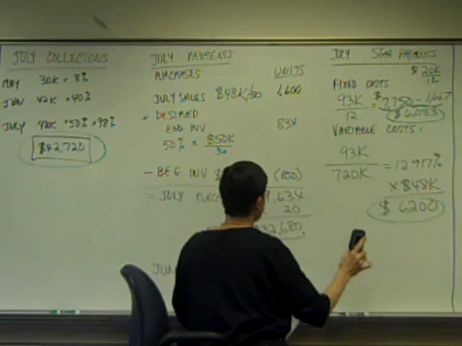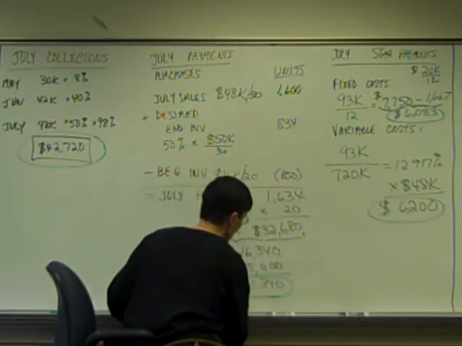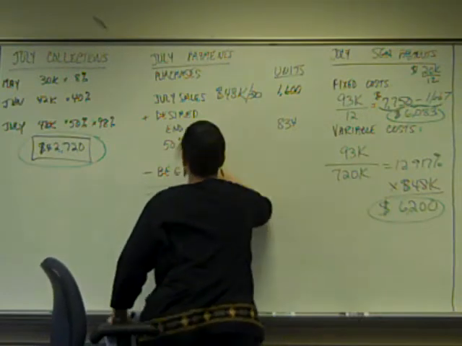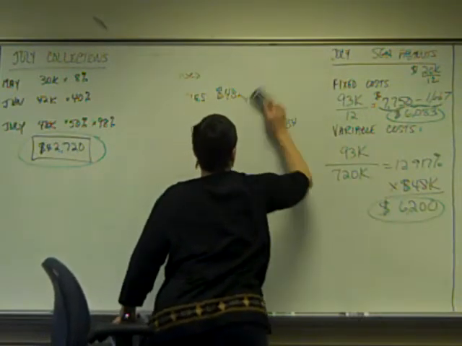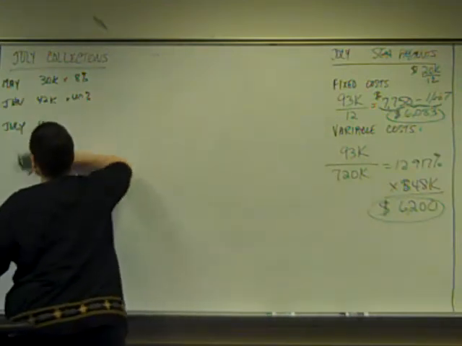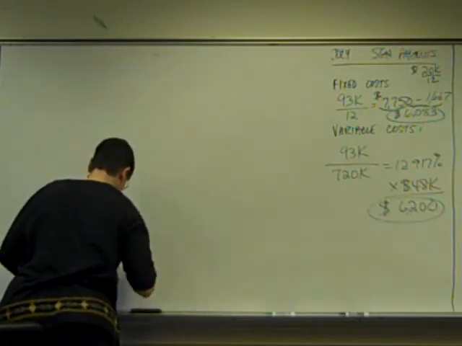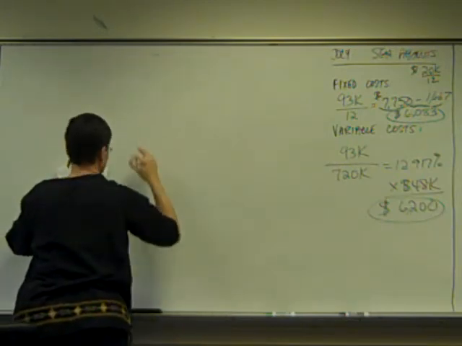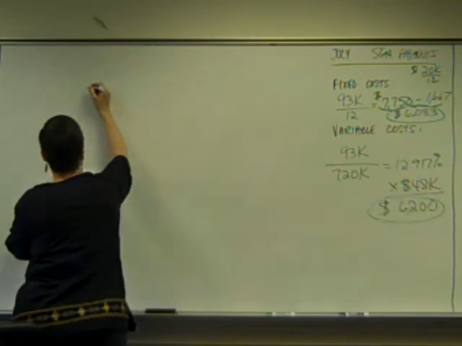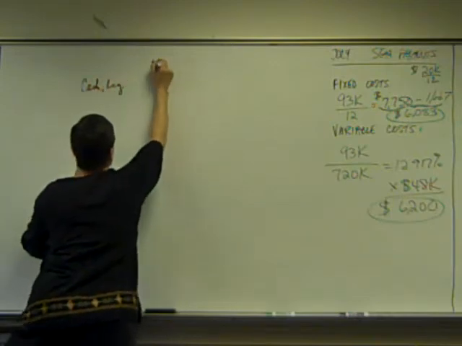So when you got all those pieces together, Part D was easy. You just took everything you had and put it into a cash budget. You'd have your heading for the month of July. Cash beginning had to be given to you.